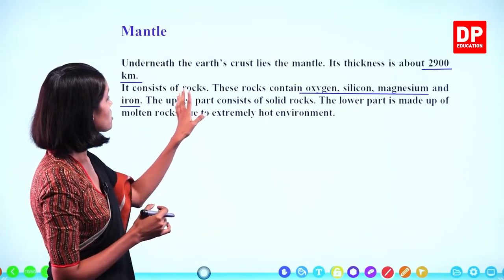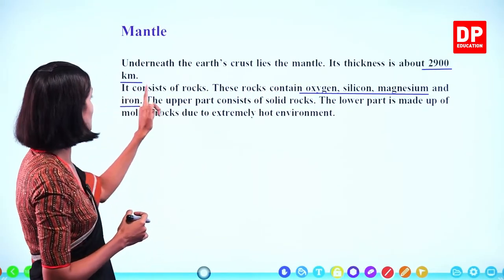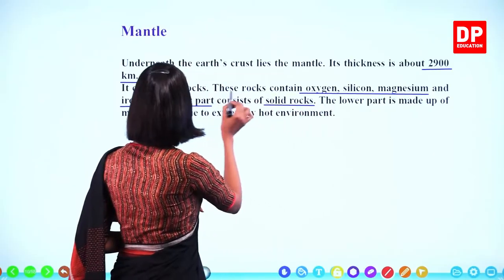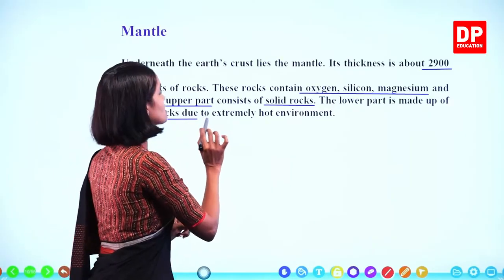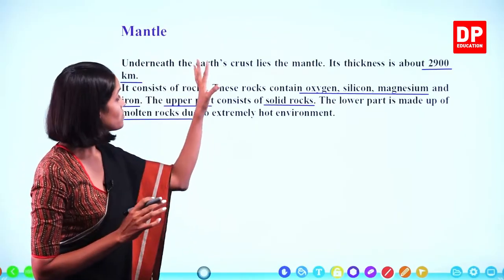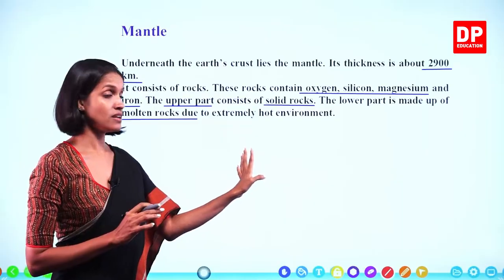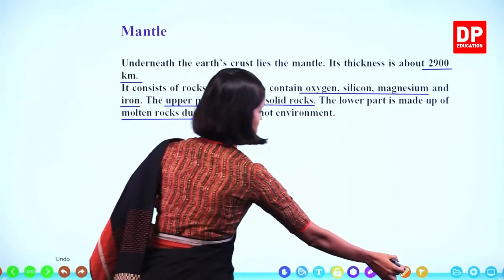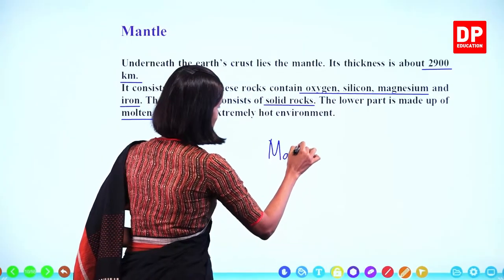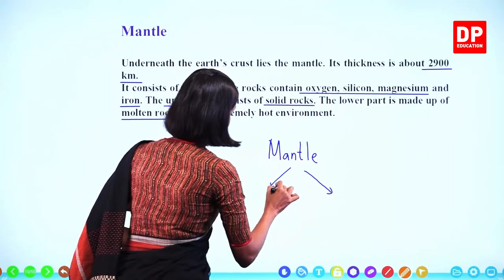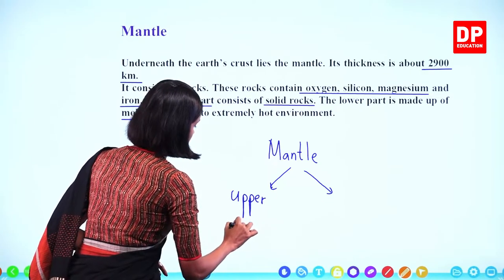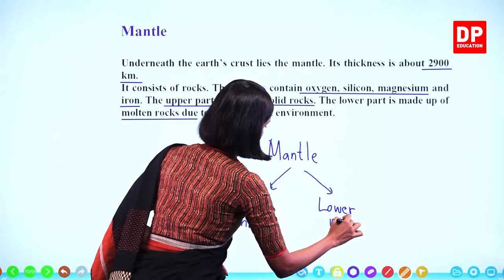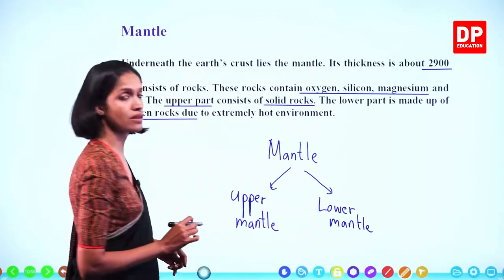Right, children? So these rocks contain oxygen, silicon, magnesium, and iron. The upper part consists of solid rocks. The lower part is made up of molten rocks due to an extremely hot environment. Now I told you all, when you read some other books, you will find this: the mantle has two regions, upper mantle and lower mantle. Right, children?